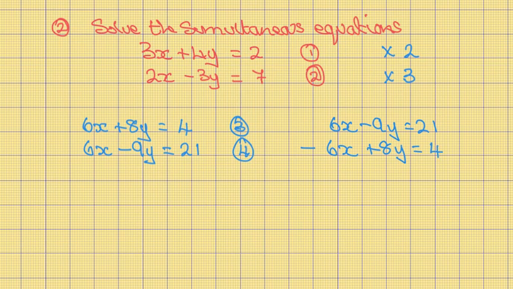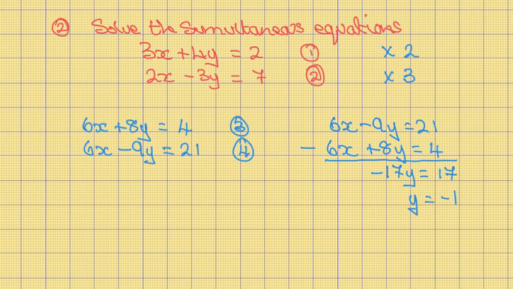So 6x minus 6x gives me no x, minus 9 minus plus 8 gives me minus 17y, 21 minus 4 gives me 17. So y is equal to minus 1. I can now substitute y equals minus 1 into any of my 4 equations to solve for x. So I'm going to substitute into equation 1.